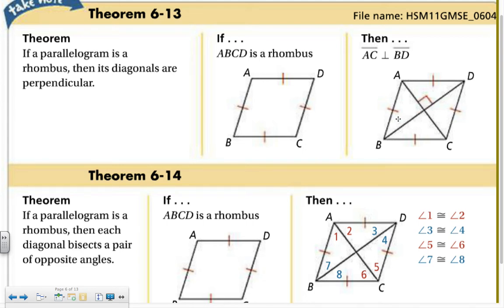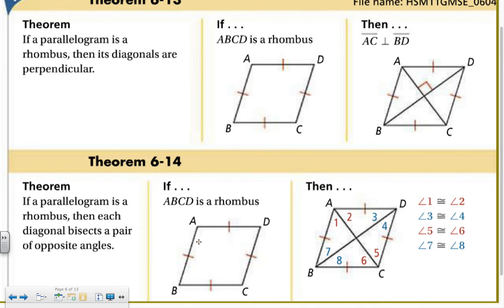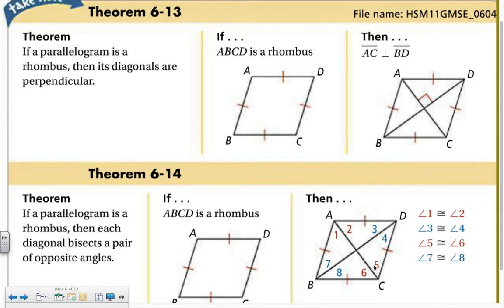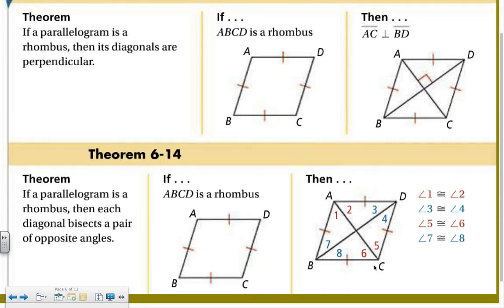at a 90-degree angle. The second one says, if a parallelogram is a rhombus, then each diagonal bisects a pair of opposite angles. So if we know that we have a rhombus, then we know that this diagonal AC is going to bisect angle A. So that makes angle 1 congruent to angle 2 because it's an angle bisector. Same thing here, 6 is congruent to 5, 7 and 8 are congruent, and 3 and 4 are congruent because in a rhombus, the diagonals end up being angle bisectors. Pause the movie, add these to your purple sheet, and press play when you're finished.